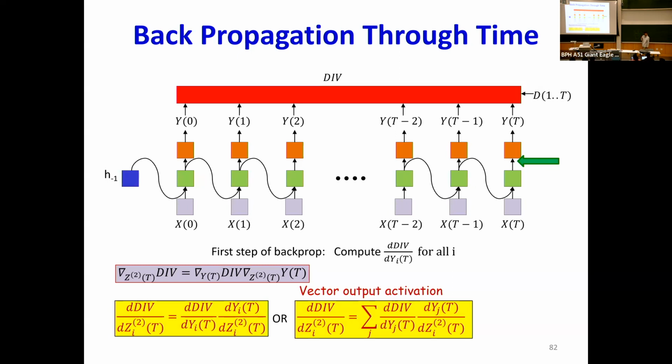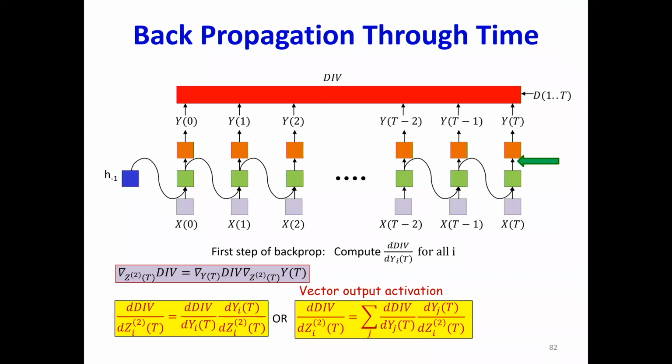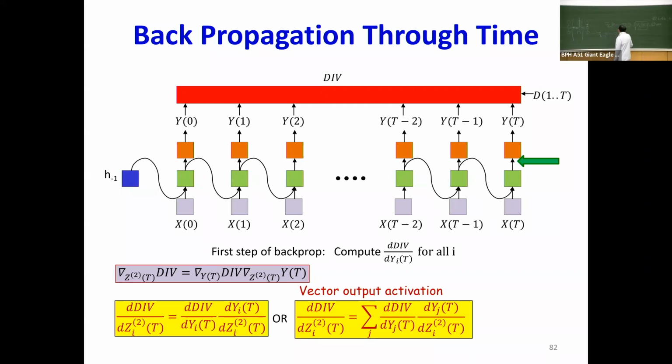There are 2 more derivatives to compute. One is the derivative with respect to this term, correct? And then there's the derivative with respect to this weight. What is the derivative with respect to this term here? It's the derivative with respect to divergence multiplied by the weights. So the next thing you do is the derivative with respect to h at t, which is going to be the derivative of the divergence with respect to z2 at t, times w2. This is what we've seen, correct?